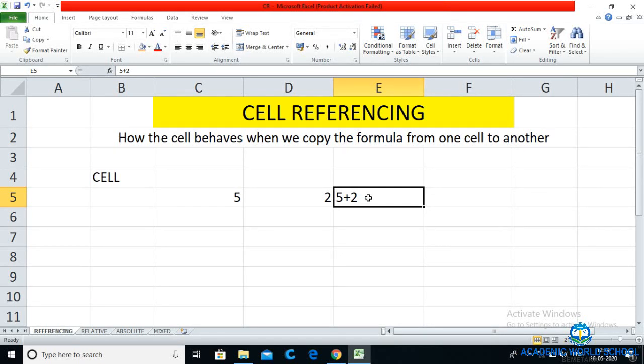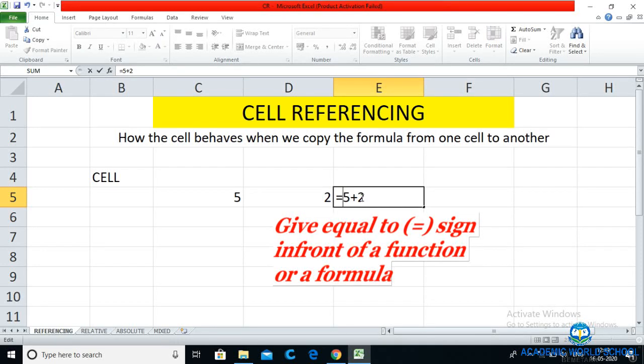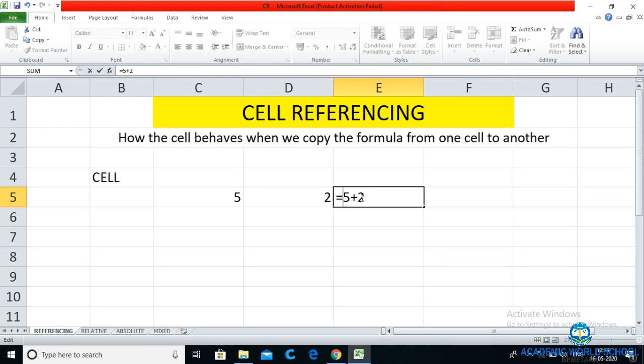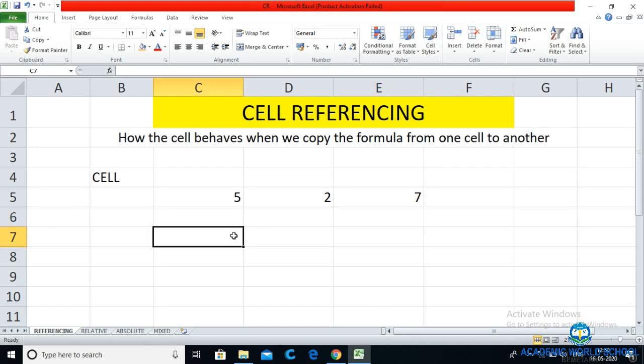Because there is one more rule in Excel for writing formulas and functions: you have to give the equal to sign in front. You need to start your functions or formulas with the equal to sign. Unless you give this equal to sign, you will not get the answer. Look, 7. Now let's do the same thing with a different method.